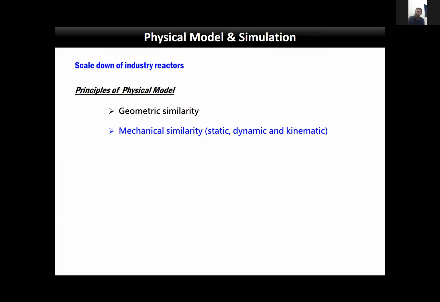In case of mechanical similarity, it includes three different types: static, dynamic, and kinematic. Coming to the static, with respect to metallurgy, there is nothing.